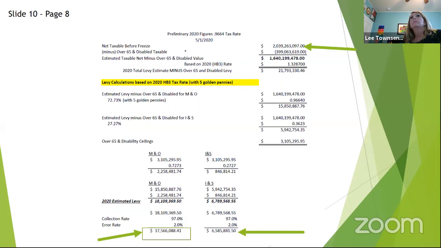So on slide number 10, this is the 2020 tax estimate using the 2020 preliminary values from GCAD. This is the number before appeals have been filed. This is using the tax rate of 0.9664, which includes the 2020 rollback amount plus another golden penny for a total of 5 golden pennies. The golden pennies represent a special calculation that does not penalize the district to receive state funding. The school district receives maximum funding with golden pennies. Notice at the bottom in the box, it says $17,566,088. We're not estimating anything close to that amount in our revenue projections because this is before appeals.